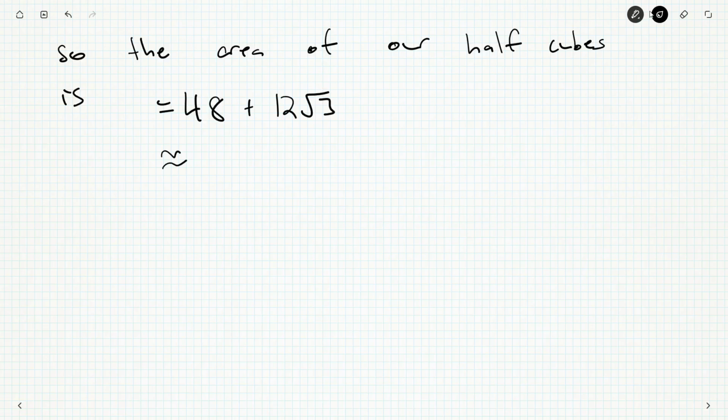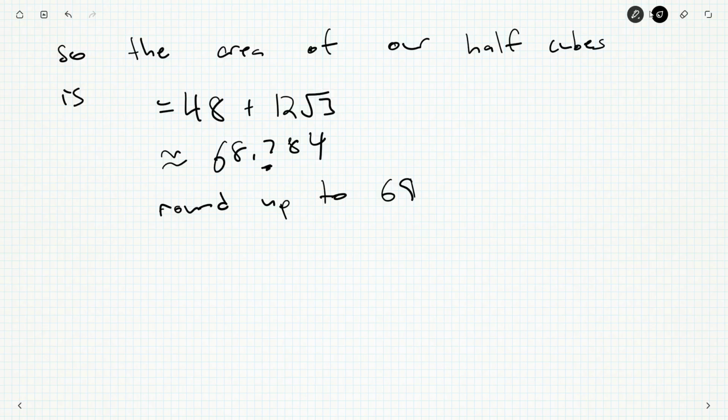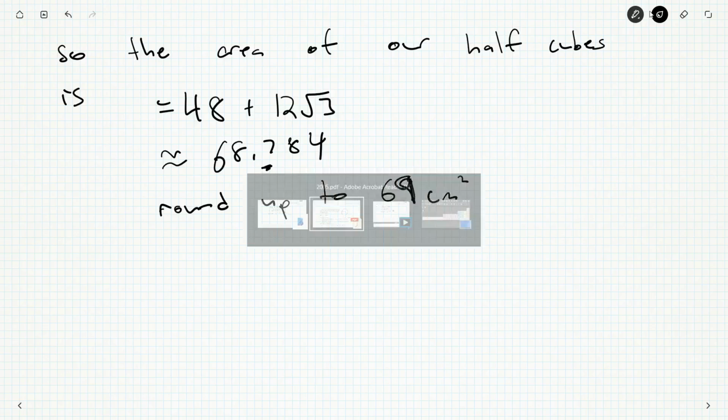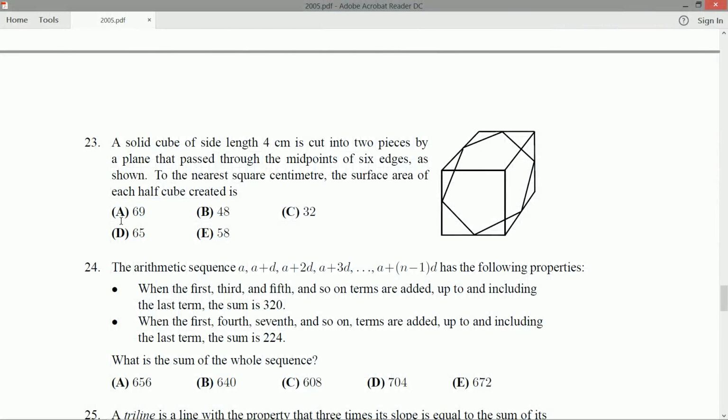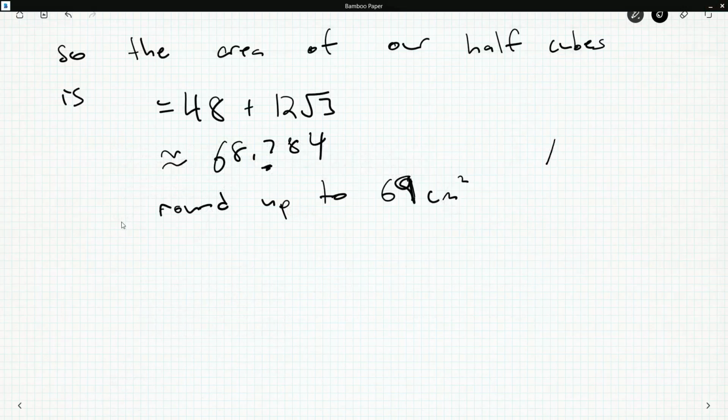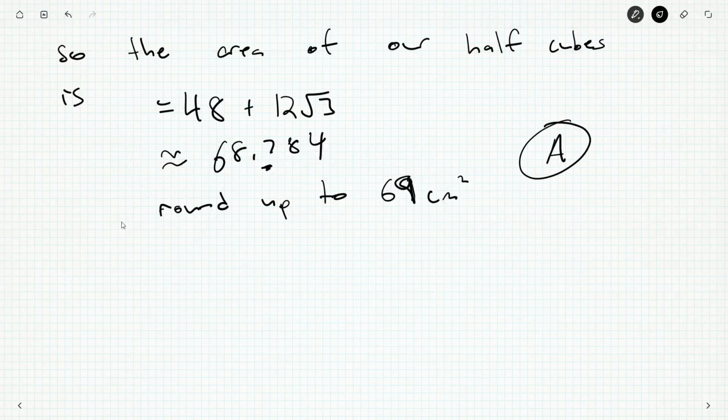And what is that approximately? Well, here's where we grab our calculator. Root 3 times 12 plus 48 is about 68.784. And we want it to the nearest centimeter, so we round up, thanks to this 7, to 69 centimeters squared, and that was A, I believe. Yeah. So that gives us an answer of A.